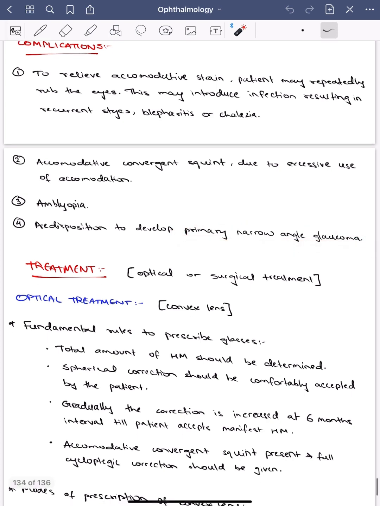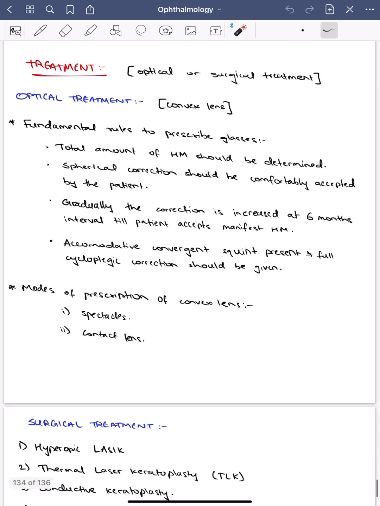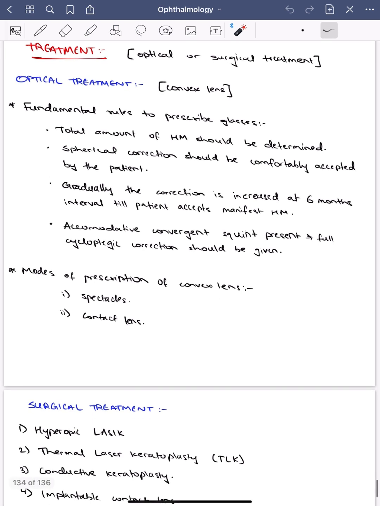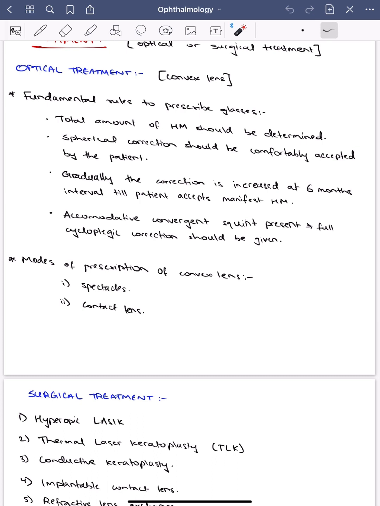Now, the treatment of hypermetropia may be optically corrected or surgically corrected. Now, the optical treatment includes basically the use of convex lens to converge the light rays onto the retina. Now, the fundamental rules to prescribe glasses are: the first is that the total amount of hypermetropia should be determined. Second, the spherical correction should be comfortably accepted by the patient. Third is that the correction is gradually increased at 6 months interval till the patient accepts manifest hypermetropia.